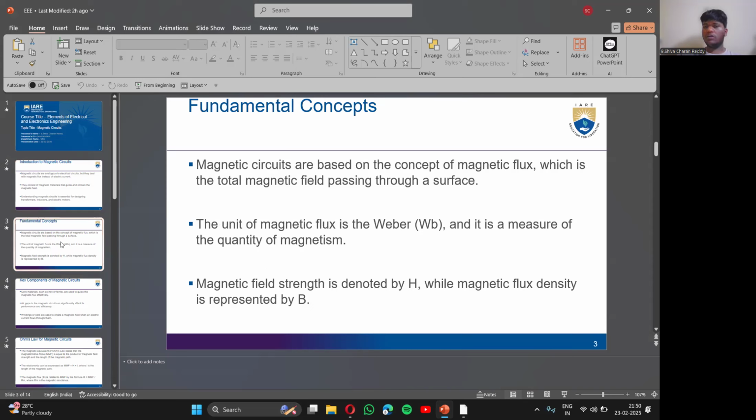Fundamental concepts: magnetic circuits are based on the concept of magnetic flux, which is the total magnetic field passing through a surface. The unit of magnetic flux is the Weber, Wb, and it is a measurement of the quantity of magnetism. Magnetic field strength is denoted by H, while magnetic flux density is denoted by B. These are important concepts in learning about magnetic circuits.